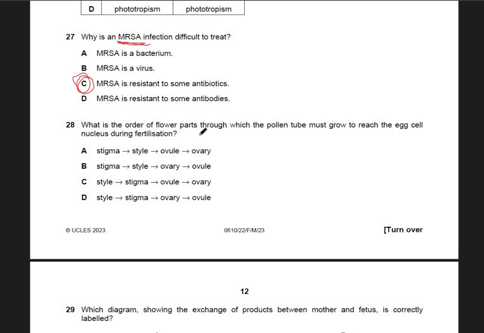Question number 28 says, what is the order of flower parts through which the pollen tube must grow to reach the egg cell nucleus during fertilization? So we have to tell the pathway for the pollen tube growth to reach the egg cell. So the pathway is from the stigma, it grows through the style, then through the ovary, and then inside the ovule. So this is option B. All right.